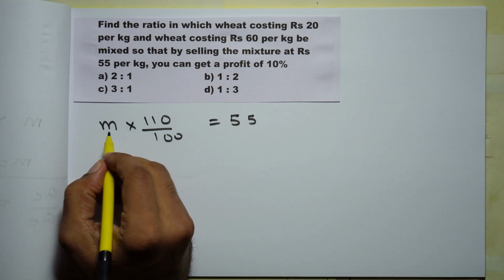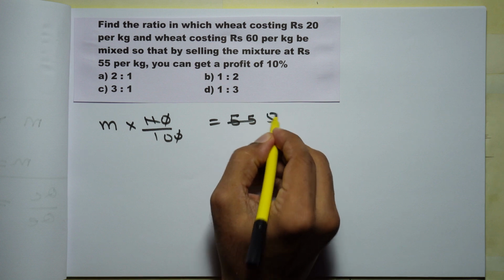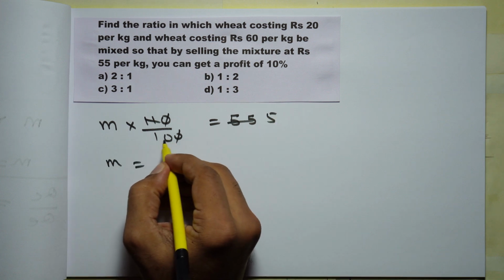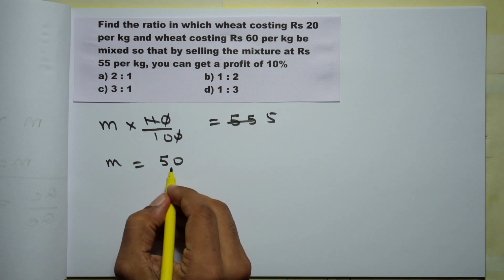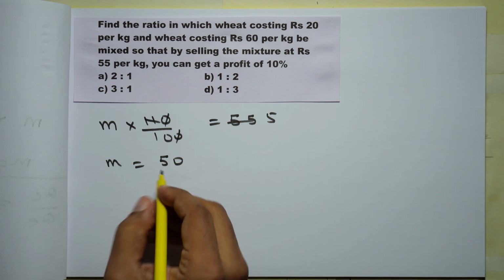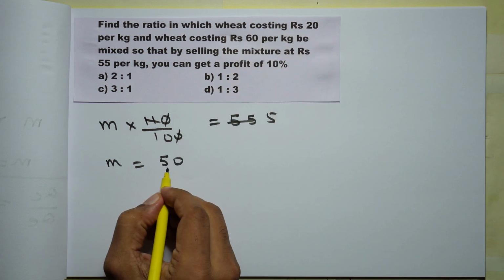So from this, we will calculate the mean price. I will cancel out the zeros. 11 divides 5 times. So M, you will get it as 10 into 5 is 50. So the mean price or the mixture price is rupees 50. So in what ratio should you mix them such that the mixture price is rupees 50?